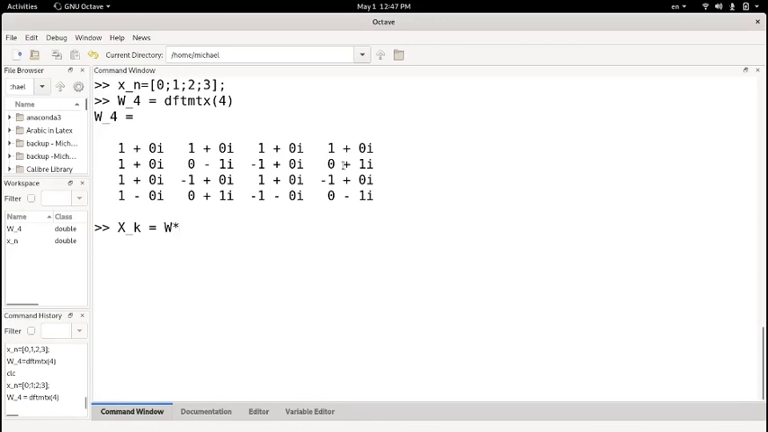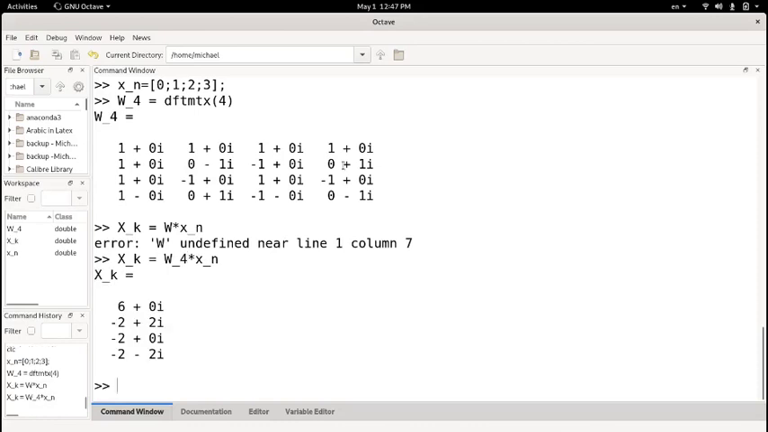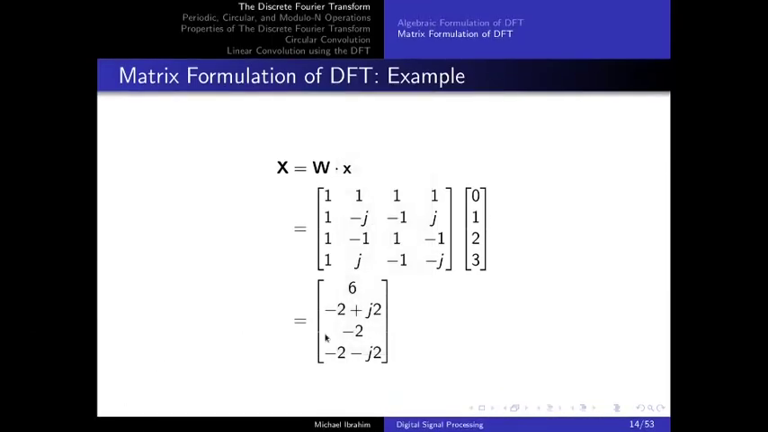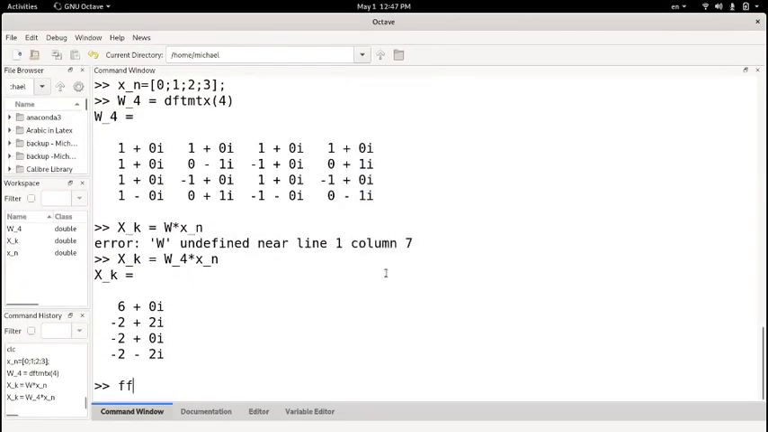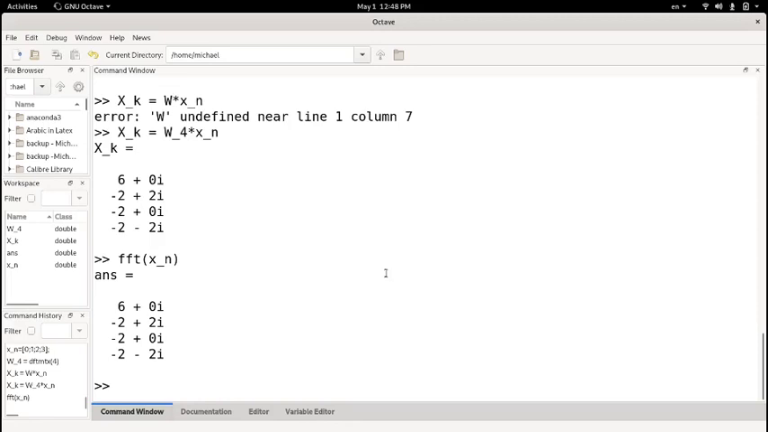Next, in order to find X capital, which is the DFT coefficients, it will be simply the matrix W multiplied with x in the time domain. Here we have W4. So we'll have these DFT coefficients, 6, minus 2 plus 2j, minus 2, minus 2 minus 2j, which are exactly the same as the ones we got over here. By the way, we can get the same result using the FFT command. FFT, fast Fourier transform, is an efficient algorithm to compute the DFT in a faster way. So FFT of x of n will give us exactly the same result, but supposedly faster.